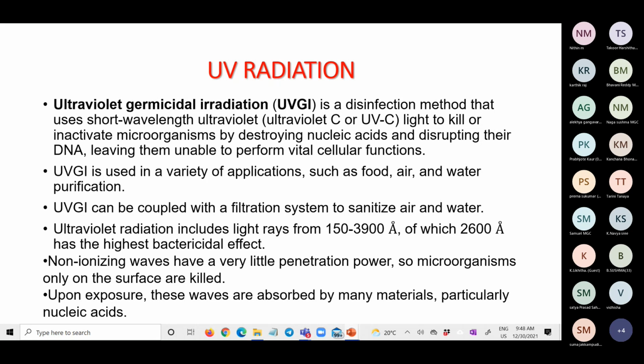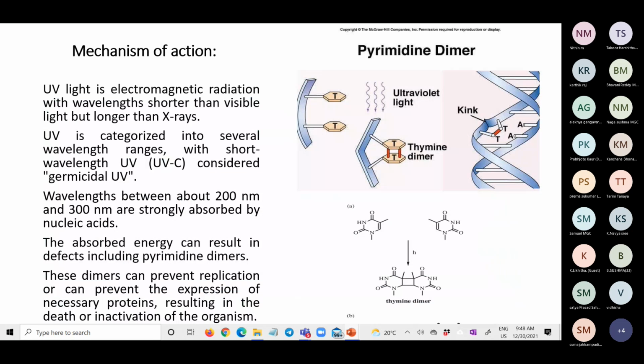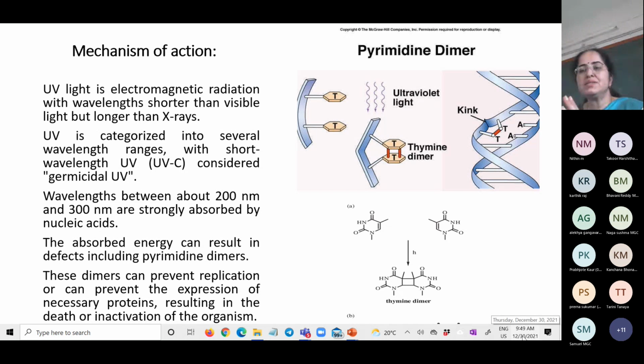Now, how is it affecting, how is it killing the cells? It is disrupting the nucleic acid. And how is it disrupting the nucleic acid? It is making the thymine dimer. Here you can see. You all must be aware of the nucleic acid structure, the basic structure of DNA, where 4 bases are present: 2 purines, 2 pyrimidines. You know how the bases are connected with each other, the hydrogen bonds which are present between these bases. Okay, so they all are connected with each other.